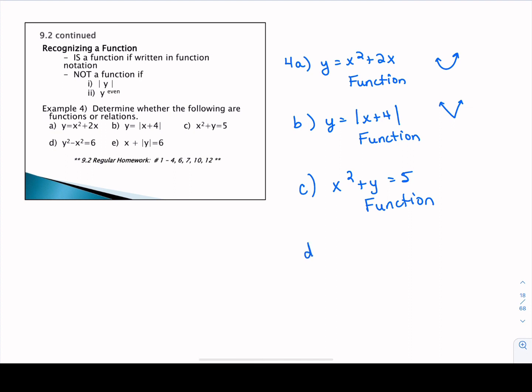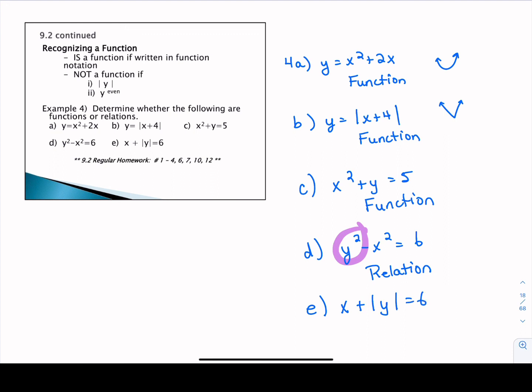In part D, all of a sudden we have y to an even power, or y squared. So if you have y squared minus x squared is equal to 6, that y squared, that piece of the equation in this case, is telling us that this is a relation or not a function. Last example we have here, part E, x plus absolute value of y is equal to 6. Again, that absolute value of y is one of the two criteria that tell us we have a relation instead of a function. So we know for sure this is also a relation.